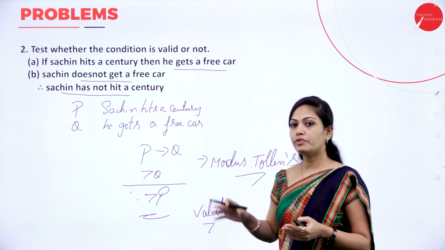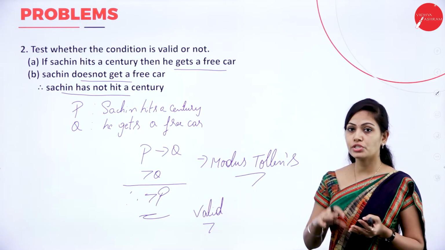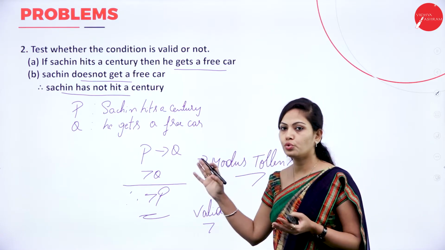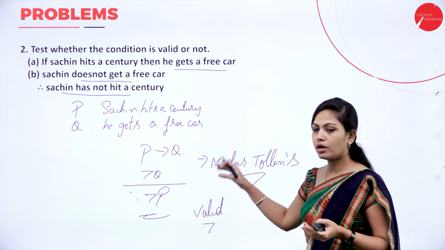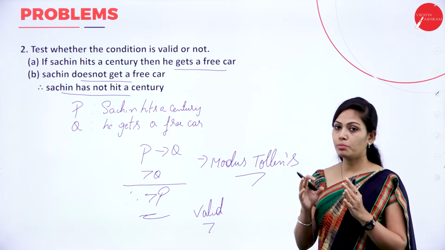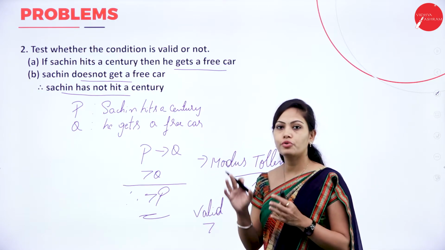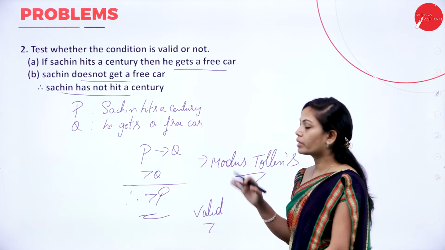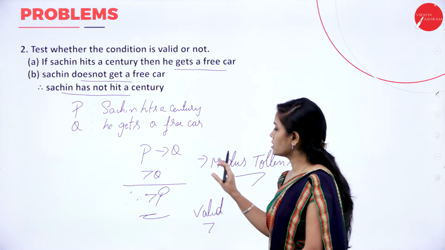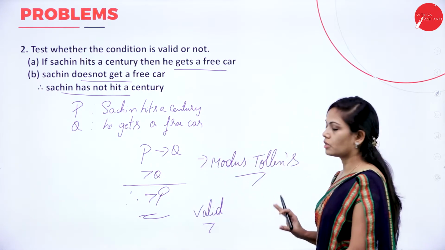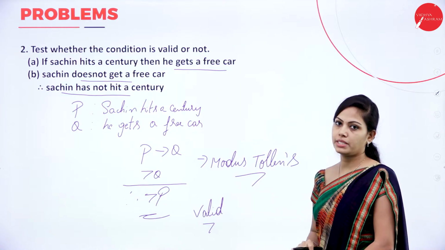All the rules of inference have been explained in my previous session. With the help of truth values, I proved all the rules of inference. If you missed my previous session, please first watch the previous sessions on rules of inference, so you can easily understand this concept. So this is called the modus tollens rule. It is a valid statement.